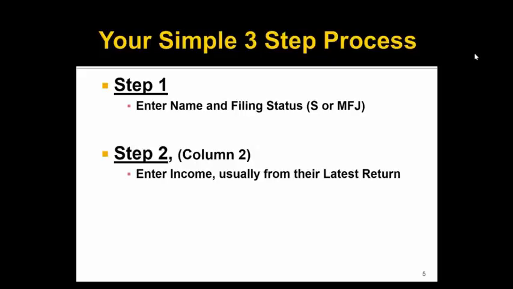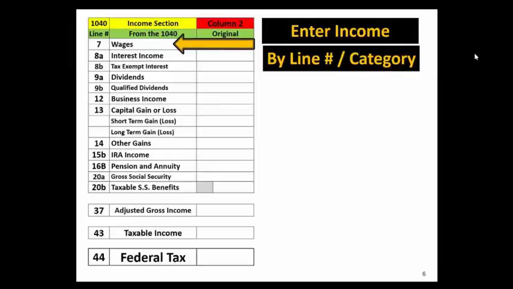And usually that income is going to be found on their latest tax return. So here we see the income by the line number and by the category. And so we take it right off the tax return. We enter that in. Example here, line 7, wages. We would just enter that amount in here. And so it's important that we're reconstructing the return for credibility purposes, and that we want to make sure that we get everything entered in properly.